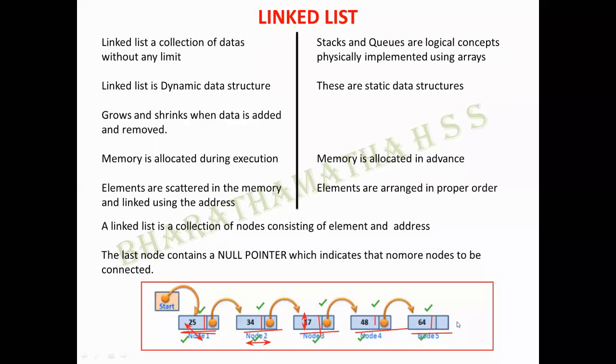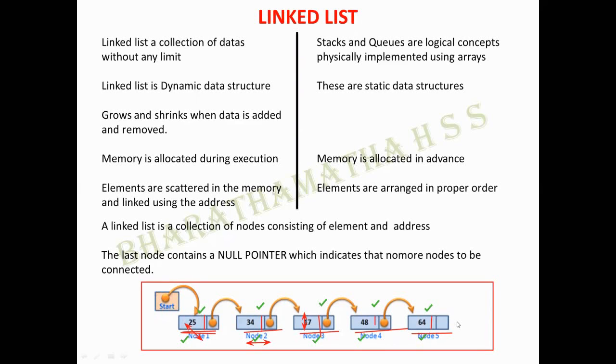The last node contains a null pointer which indicates that no more nodes are to be added. So how do we find out the last node? It will not have the address of the next element. Instead you will have a null pointer, which indicates that this is the end of your linked list.